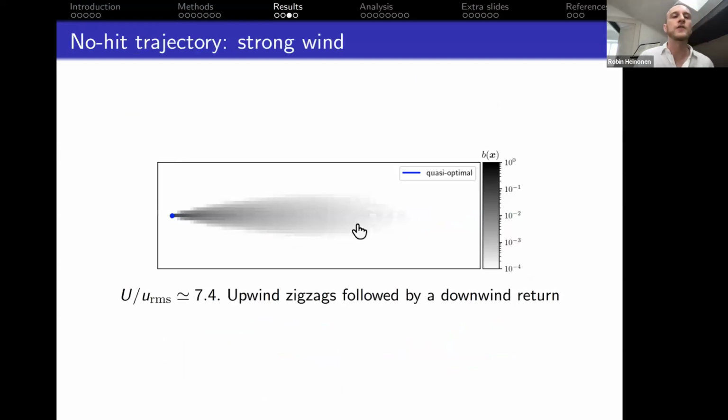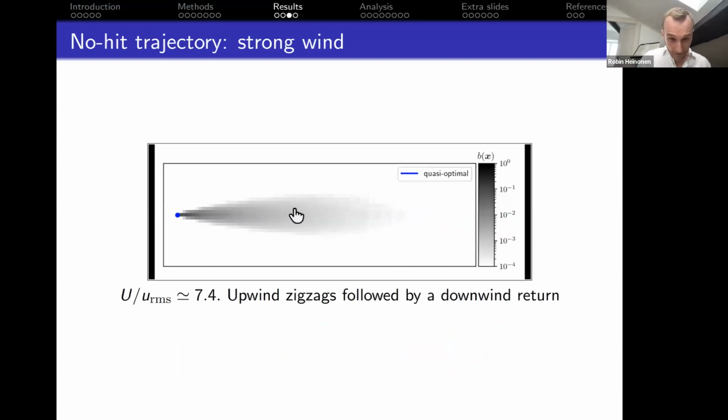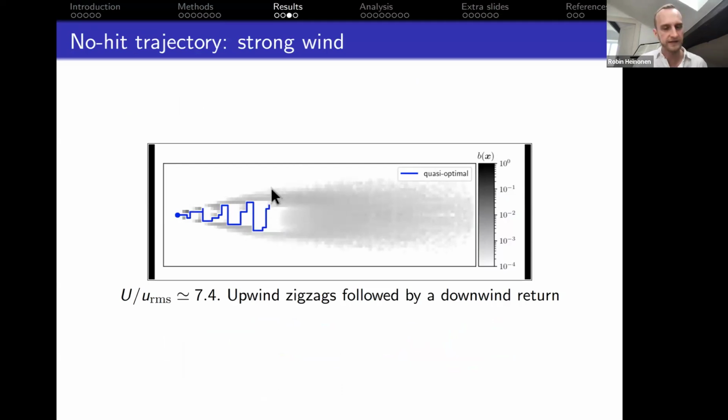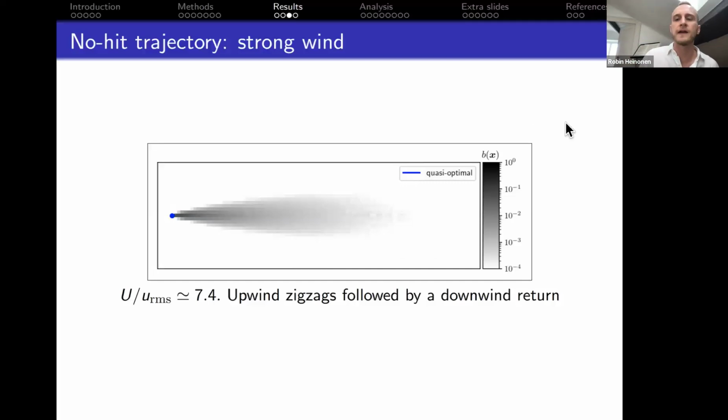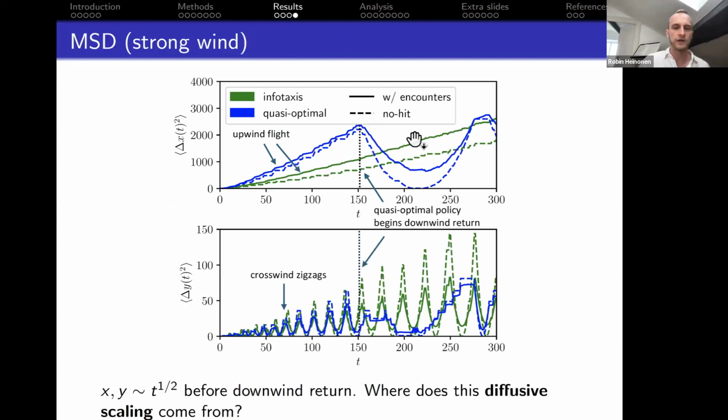This motivates looking at the so-called no-hit trajectories, which are the deterministic trajectories that you get when you don't smell anything after time 0. I'm just going to show what you get for the strongest wind case because it's very interesting. You see what the agent does is it begins flying upwind, doing these crosswind zigzags. And then at some critical time, which should happen in just a second, the agent is going to turn around and fly back downwind close to where it started. So we have a casting-like behavior followed by a downwind return, which is very similar to what animals actually do, which is quite exciting for us.